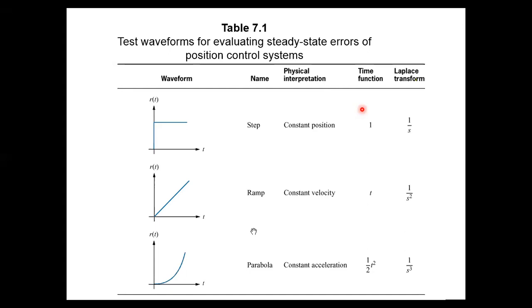We can assume a position control system to elaborate how these three test inputs are used. In this position control system, the output position follows the input commanded position. The step input represents a constant position and is thus useful in determining the ability of the control system to position itself with respect to a stationary target, such as a satellite in geostationary orbit.